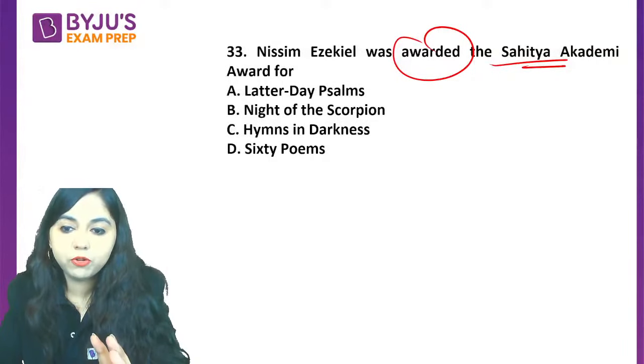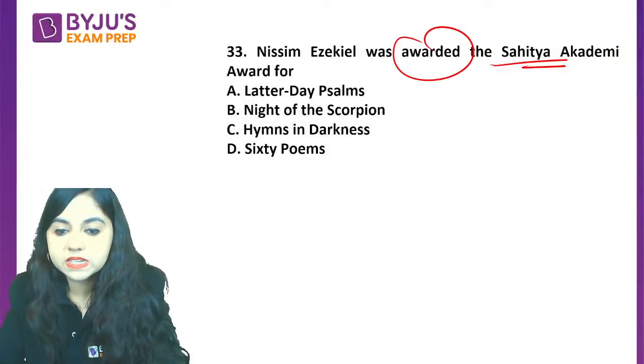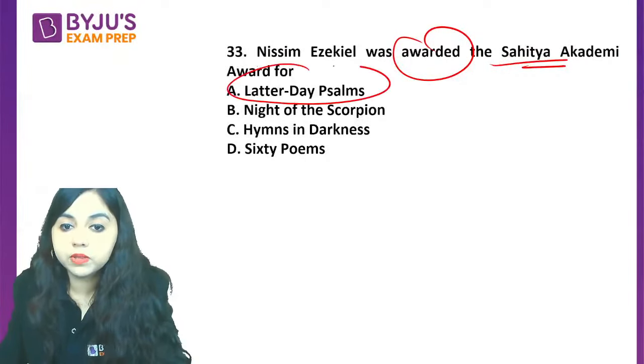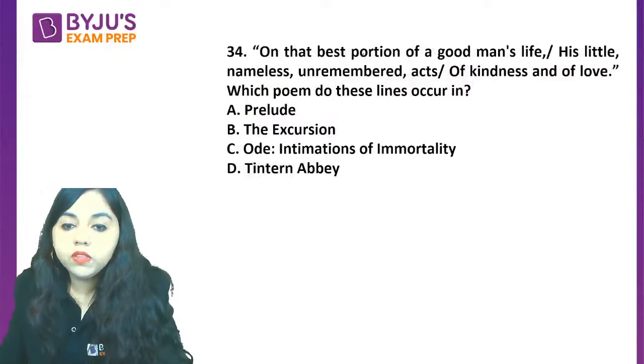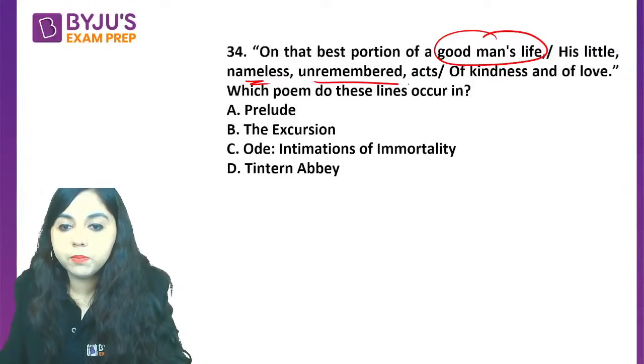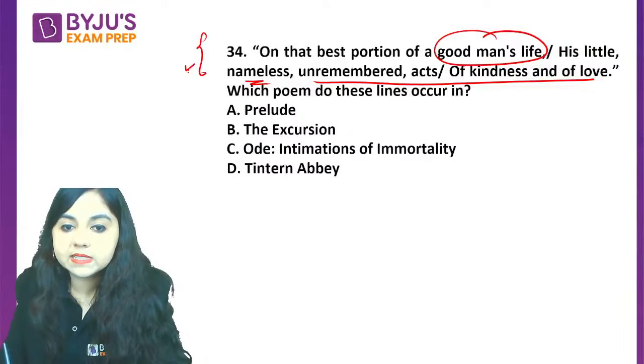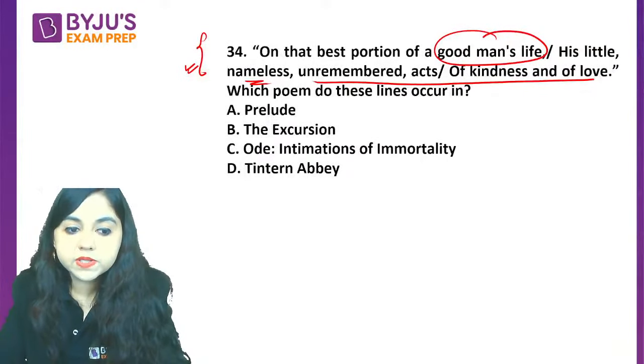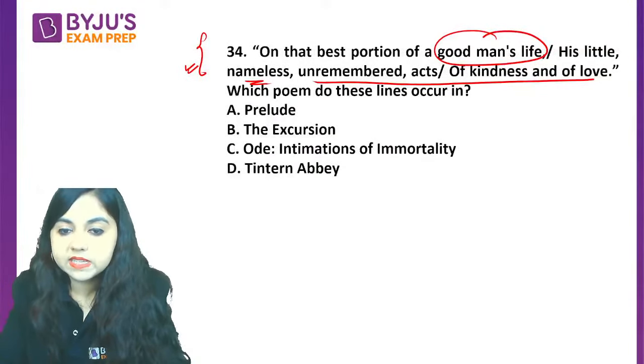It's telling about religious, philosophical poems. But Indian experience is something which is coming in. On the best portion of a good man's life, his little, nameless, unremembered acts of kindness and of love, which poem do these lines occur in? Right? Where are we able to see these lines coming in?